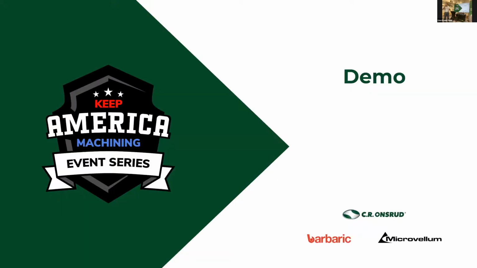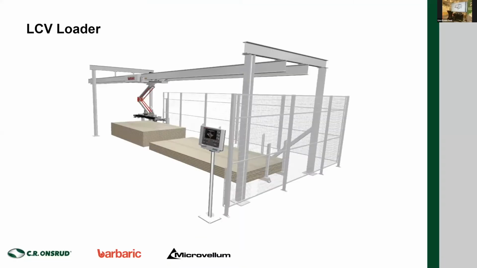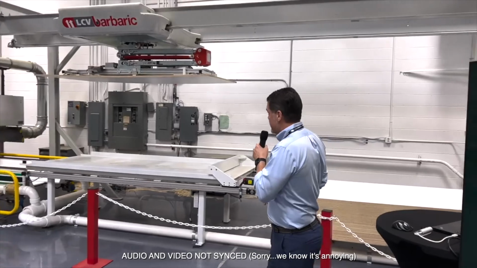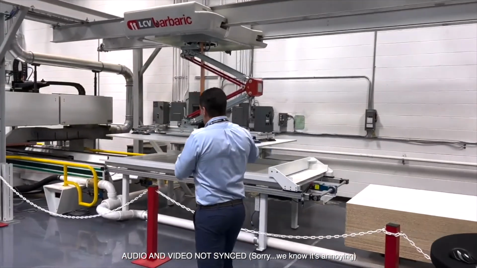So now we're going to do the live demo here. I'll briefly go over the demo. So first you're going to see the LCV loader here. It's going to pick up material and set it on our pre-stage table. And the pre-stage table helps with two things. One, it creates a buffer between the machine and the loading system. What you don't want is the machine waiting on the loader, and you don't want the loader waiting on the machine. So we have a pre-stage table here, and that creates the buffer.